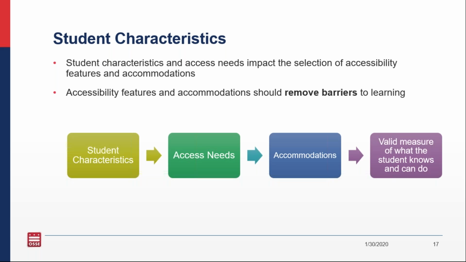You think about the student's characteristics. What makes up the student? How are they successful in the classroom, or what is preventing them from being successful in the classroom on assignments or teacher-made tests or quizzes? And then you discuss their needs, identify specific accommodations, and ensure valid measures of what the student knows and can do. We want to make sure that those accommodations validate what the student knows and can do and support their needs within the classroom and on statewide assessment.